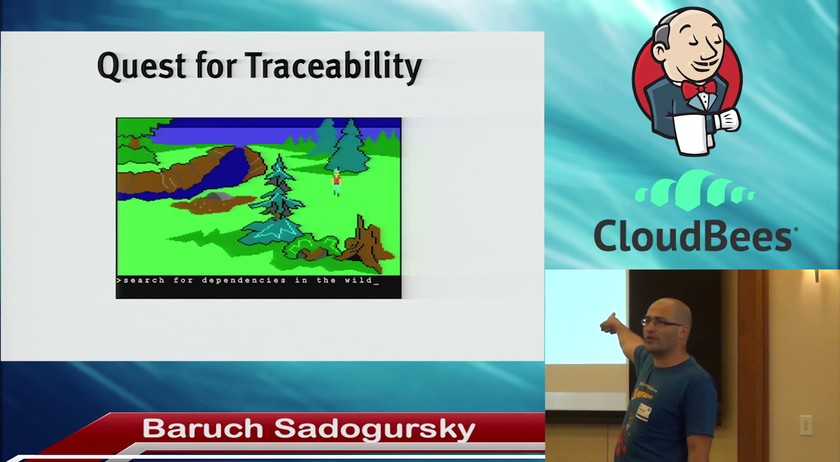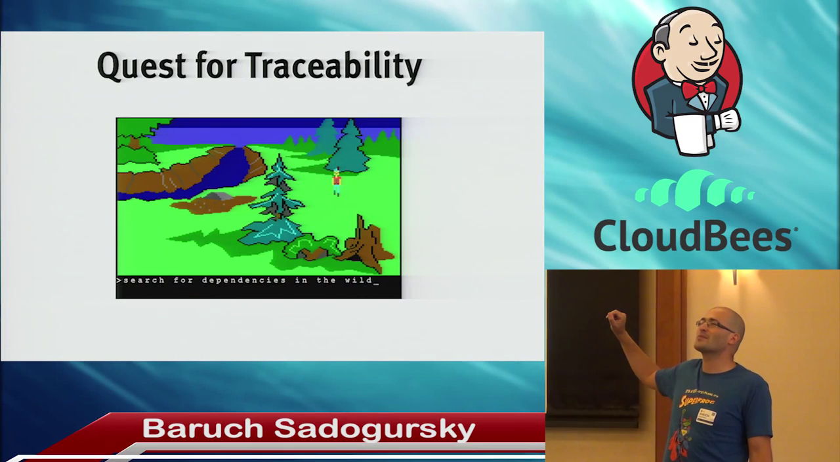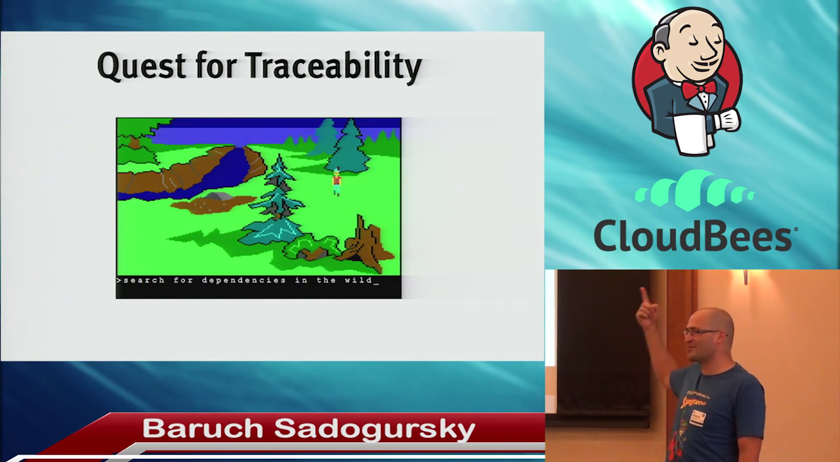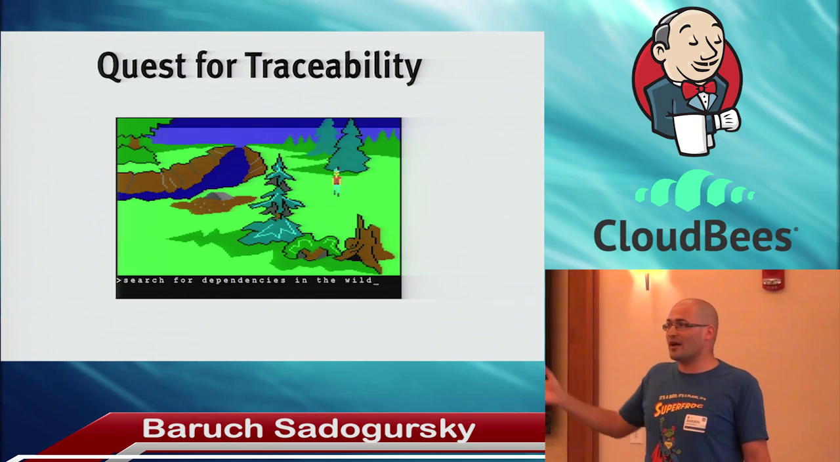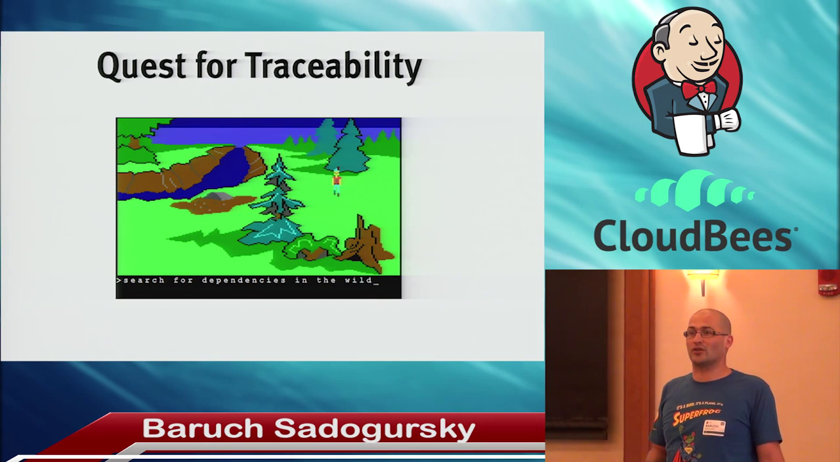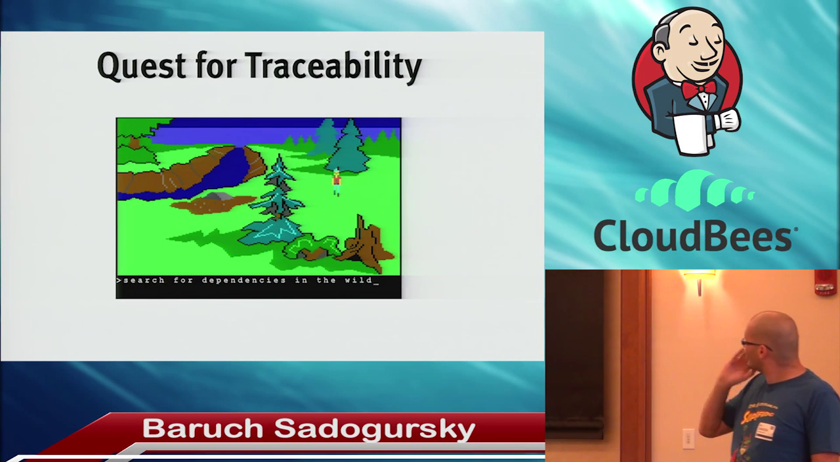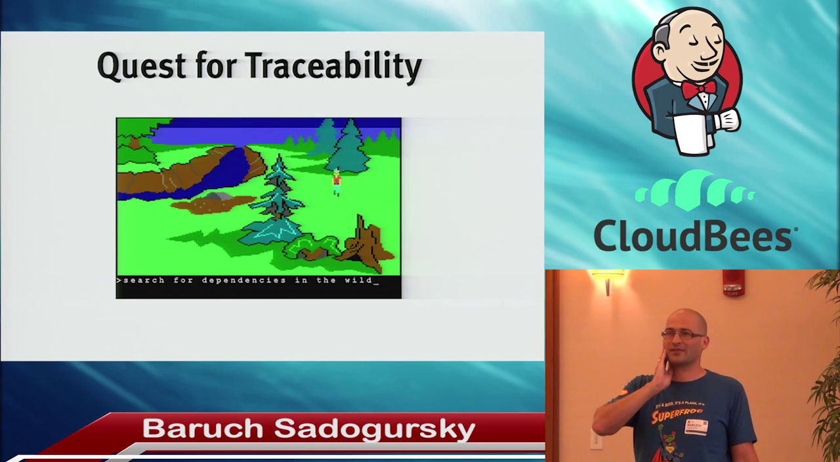Who knows what this is? Who is old enough? Police Quest. Police Quest, which one? One or two? One. T-shirt for you. So, what you need is sources, and the sources are in the version control, right? That's easy. Now this, what is it? King's Quest 1. King's Quest 1, right.